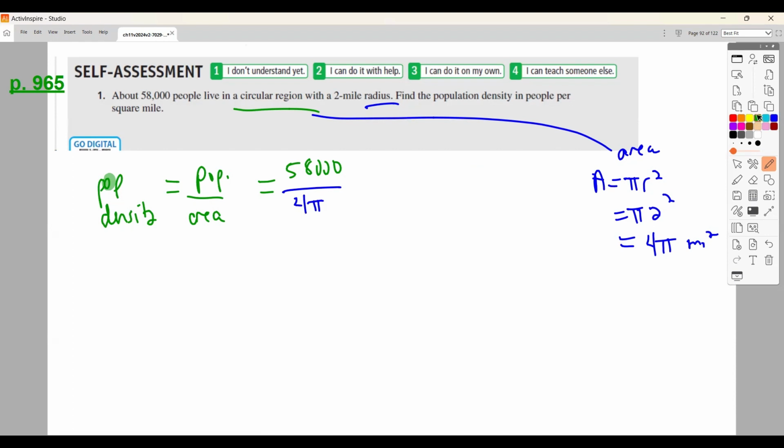Now remember what I told you guys the other day about when you're dividing by a quantity that has pi. When you're typing this into your calculator, you have to tell the calculator that you're going to put 4 pi in parentheses, to do that first, and then it'll divide 58,000 by that amount. So on your calculator, we're going to do 58,000 divided by parentheses 4 times pi close parentheses equals, and that's going to give you approximately 4,615.5 people per square mile.